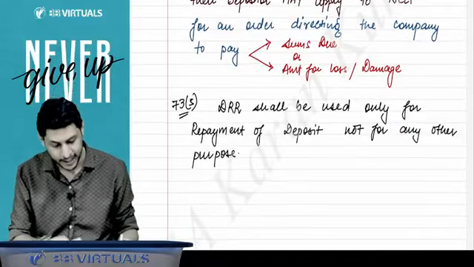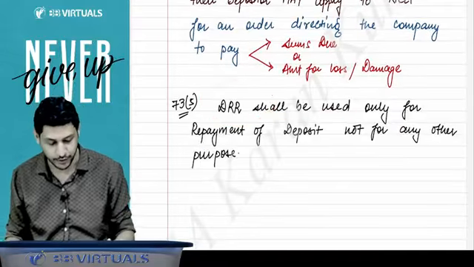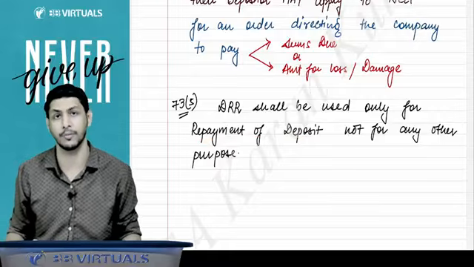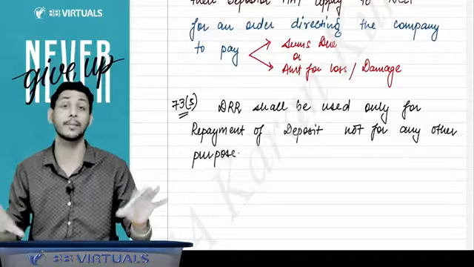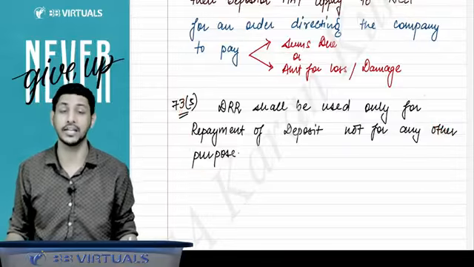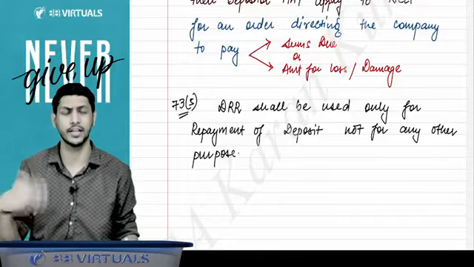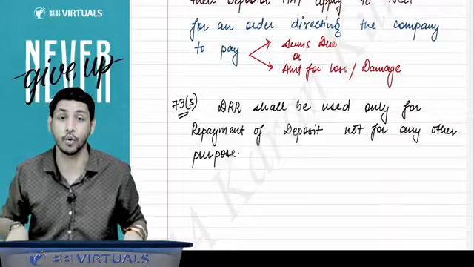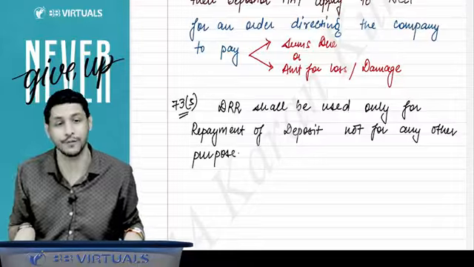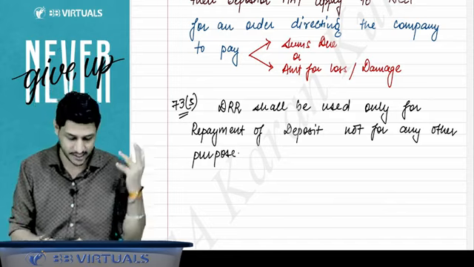This DRR that you have created will be used only and only for the purpose of repayment of deposits. You cannot use it for any other purpose. The institute used to ask this question, whether the deposit repayment reserve can be used for any other purpose or not. No, DRR can only be used for the purpose of repayment of deposits. This is the simple section, that is section 73.